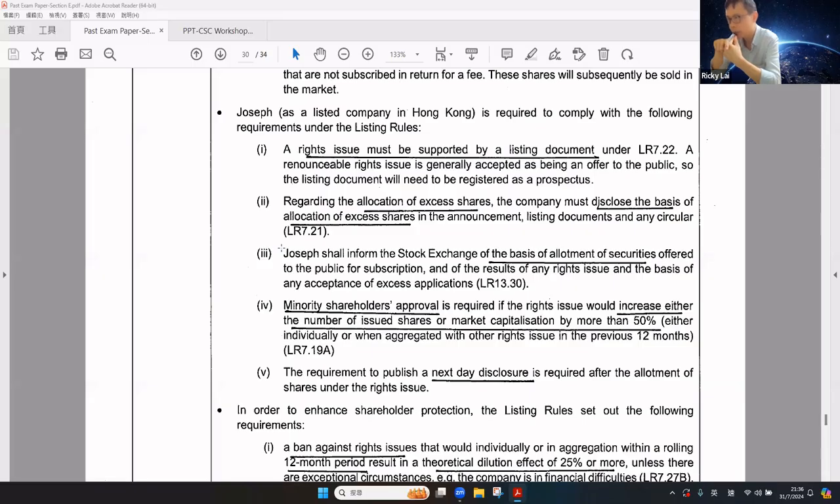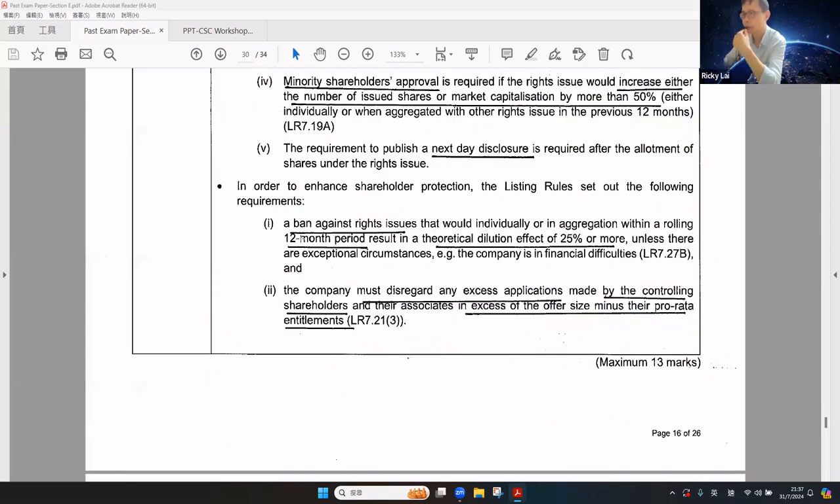Minority shareholder approval is required if the rights issue or open offer would increase either the number of issued shares or market cap by more than 50%. The company should also publish a next day disclosure return after the allotment of shares under the rights issue. Also, to protect shareholders, the stock exchange has a ban against any rights issue that, within a rolling 12-month period, results in a theoretical dilution effect of 35% or more, unless there are exceptional circumstances, for example, the company is in financial difficulty.